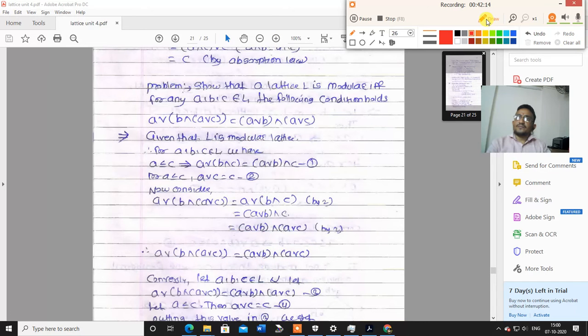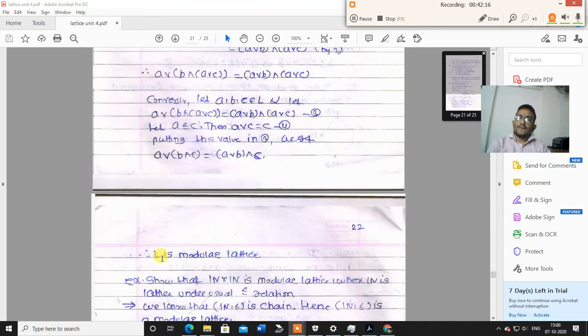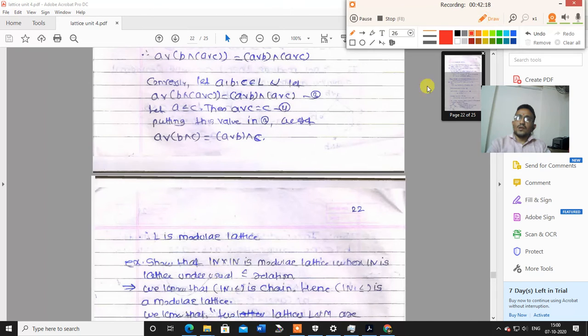Okay, so you can also suppose that for A, B, C elements of lattice L, these elements satisfy this given condition. Say it is equation 3. Okay, we suppose that for any elements A, B, C in lattice L, these elements satisfy this given condition. Okay, say equation 3.